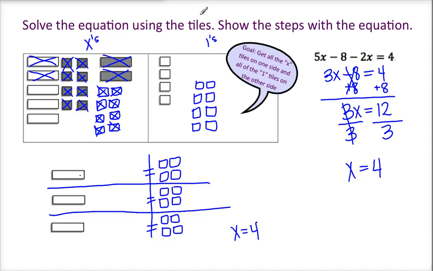Now, if you like using tiles to solve equations, then I would recommend that you draw the pictures as you're solving equations on your assignment, but just use it for practice and then try to get to the point where you can just do this part without needing the tiles. Okay, go ahead and move on to your next example video, and I'll show you how we can do it just with the equation.